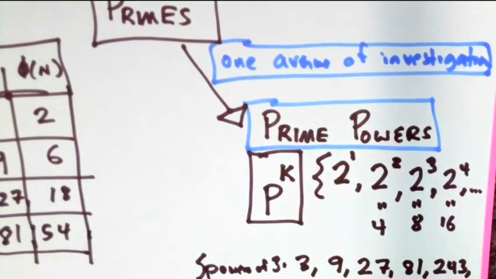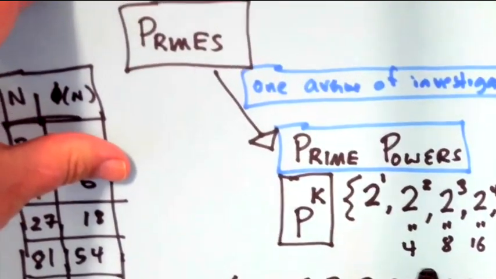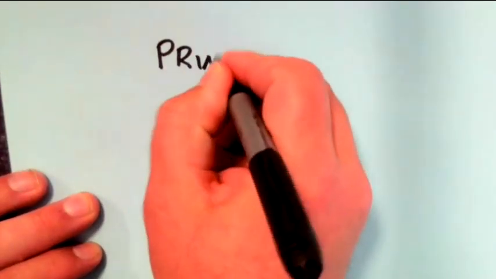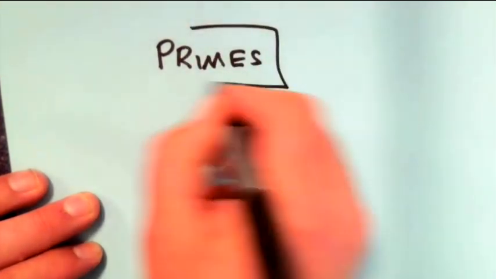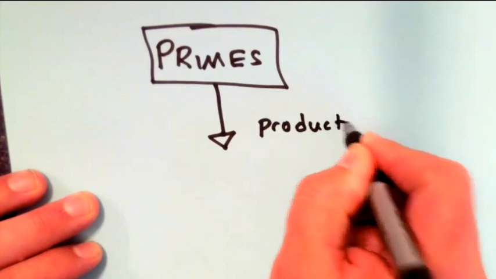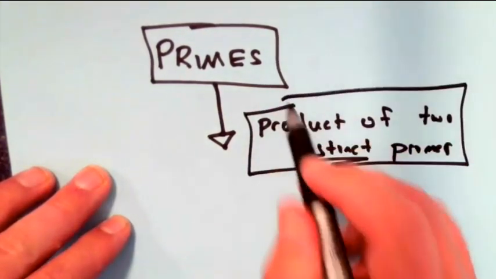Does that make sense? But there's another avenue you could go down, which is you could look at things that are the product of just two distinct prime numbers. And that's another numerical thing to investigate. So I could say, instead of going with prime powers, I'm going to look at the product of two distinct primes. So distinct here means you can't use the same prime twice.